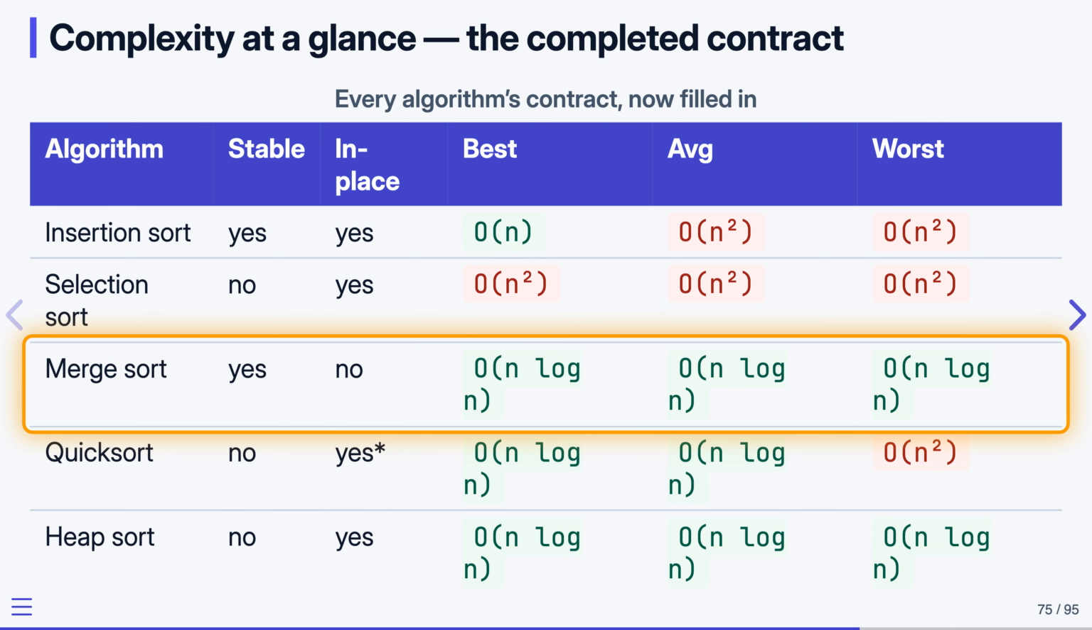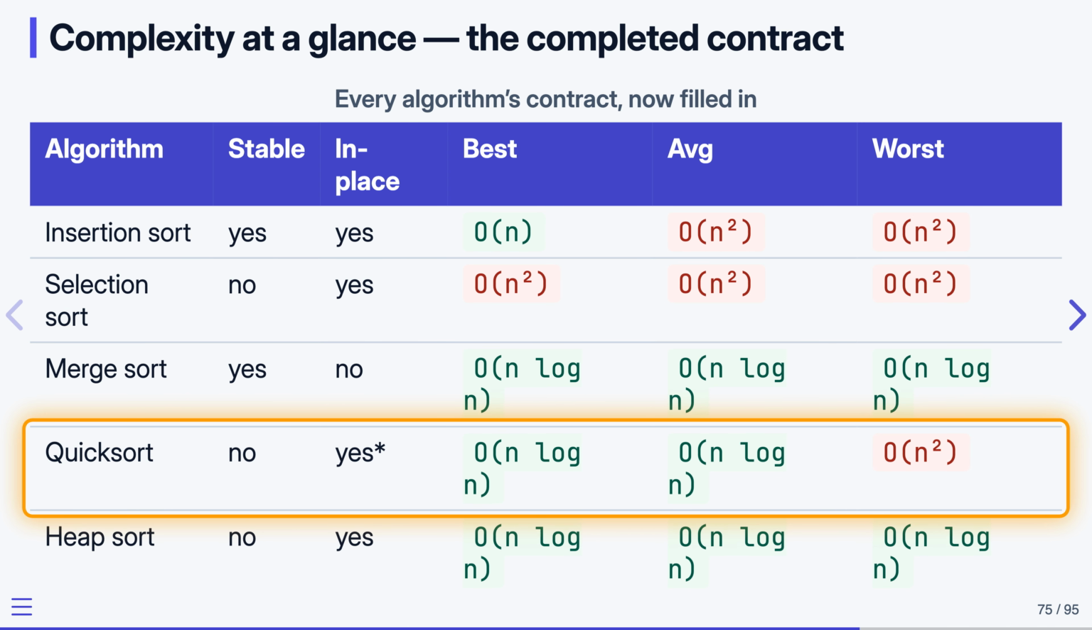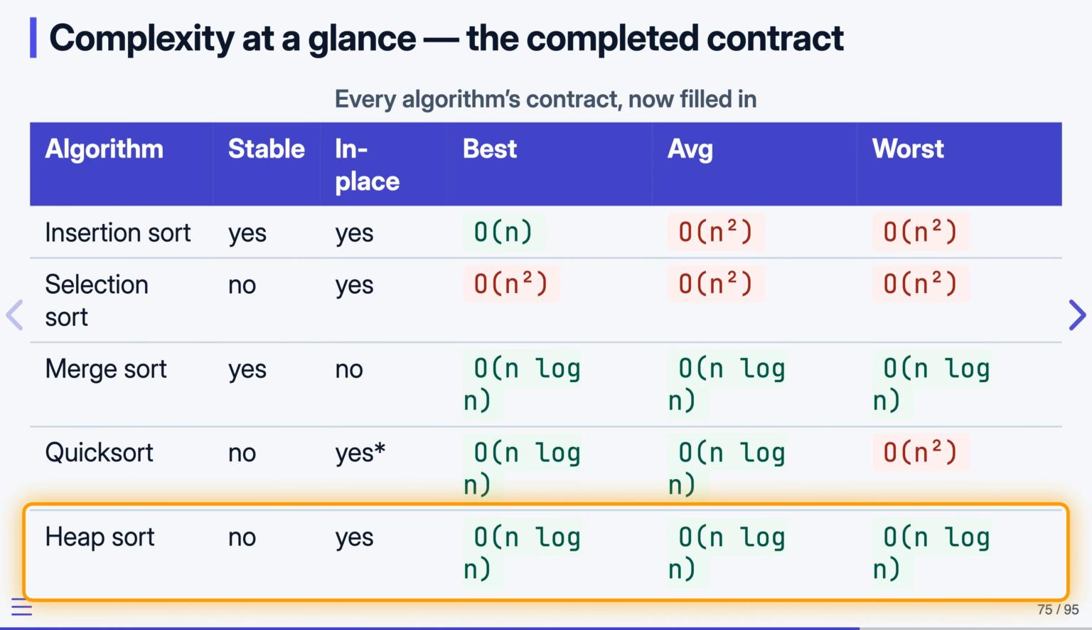Merge sort is stable, but not in place. It guarantees O(n log n) in all three cases, at the cost of extra memory. Quicksort is not stable. It is in place, with a small star. Its best and average case are O(n log n), but a bad pivot drops it to O(n squared). Heap sort is not stable, but it is in place. It is the only algorithm here that is both O(n log n) guaranteed and in place.